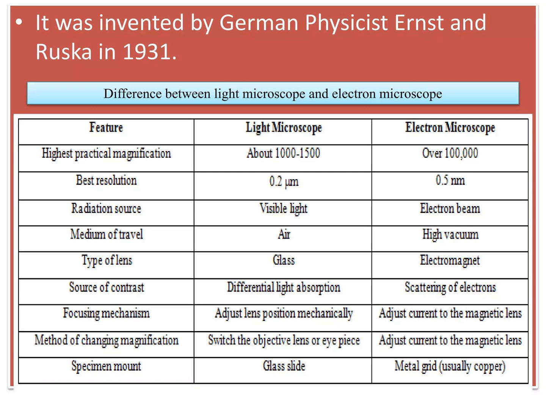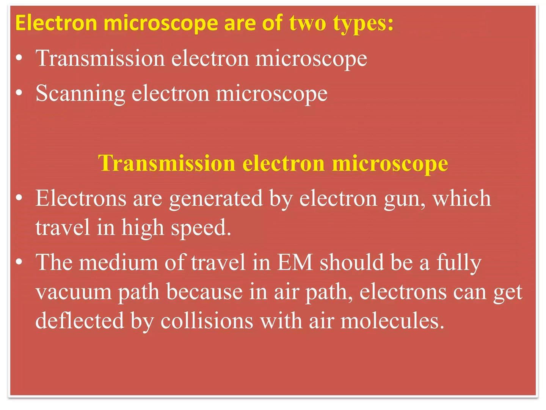The electron microscope was invented by German physicists Ernst Ruska and colleagues in 1932. The difference between the light microscope and electron microscope is given in the following table. Here we see the features, and here we see the parameters related to the light microscope or the electron microscope. Electron microscopes are of two types: the first one is the transmission electron microscope and the second one is the scanning electron microscope.